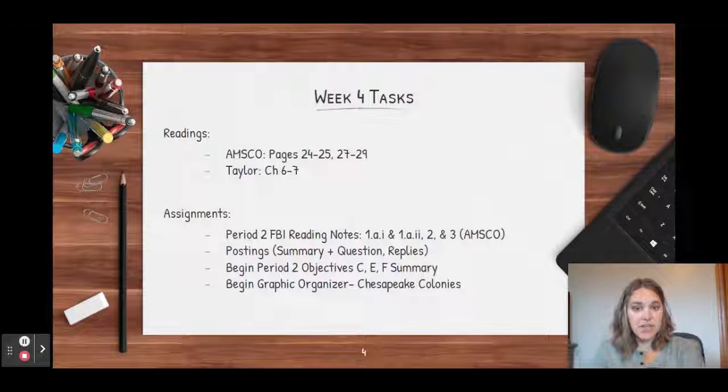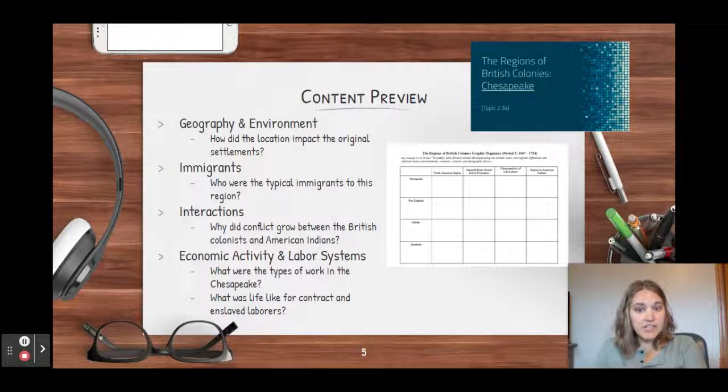So the tasks for this week, you've got a few pages in AMSCO to look at, and then Tailored chapters 6 and 7. You're going to start your period 2 FBI reading notes. You're just going to do part of number 1, and then you're going to do all of number 2 and number 3. Continue your postings on Padlet, and then you are going to just begin the period 2 objectives, including information on the Chesapeake colonies for C, E, and F, and then we'll add to those 3 objectives for the next 4 weeks. And then you're also going to begin a graphic organizer and just do the row on the Chesapeake colonies this week.